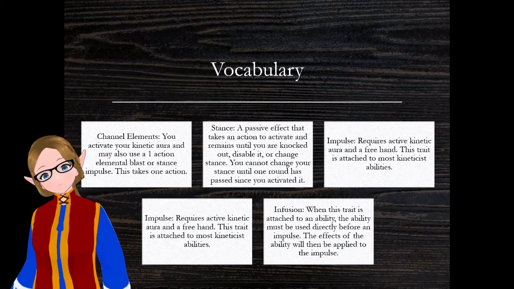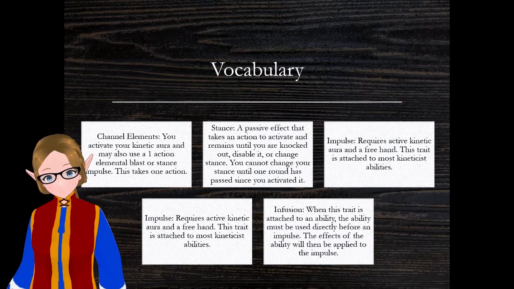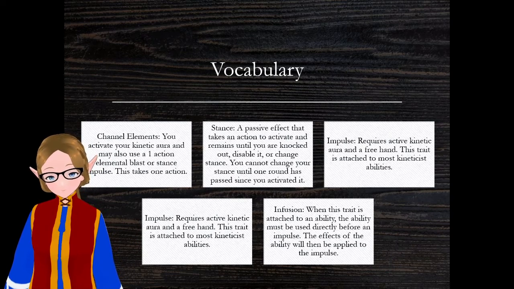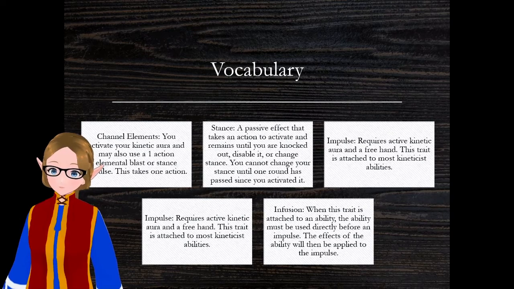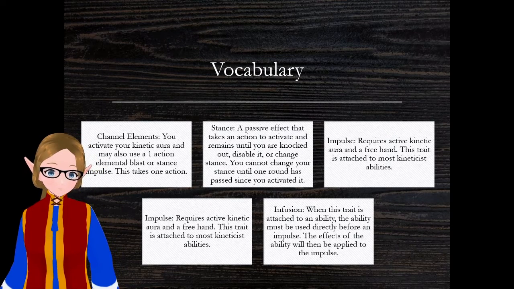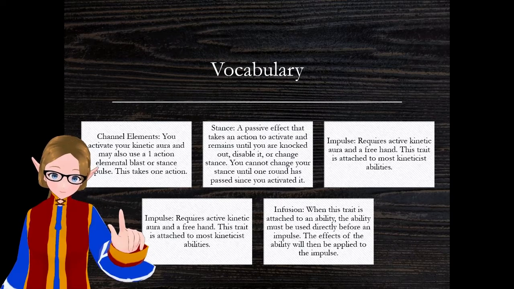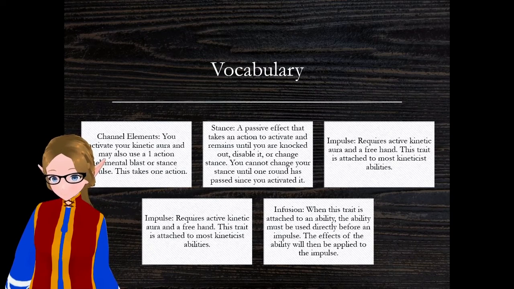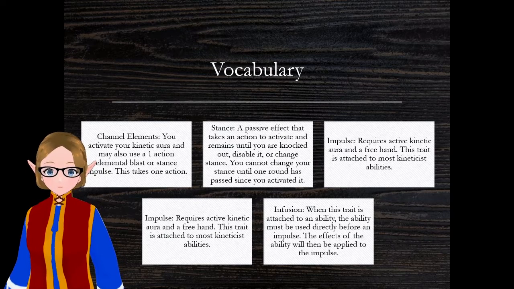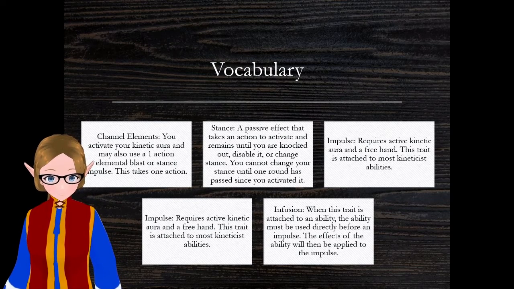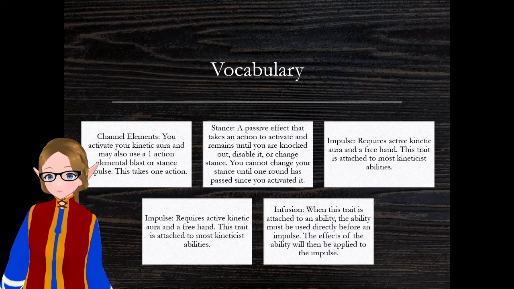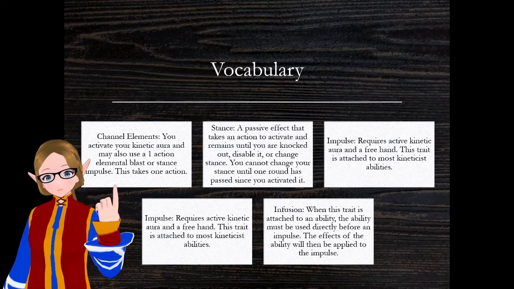So the basic vocabulary for the Kineticist is you need to know what kinetic aura is. It's essentially an area around you, a 10-foot emanation, which has your element around you. It circles around you, and it can affect the area by you. So to activate your kinetic aura, you must use channel elements. Channel elements is a one-action ability, and you may also use a one-action elemental blast or a stance impulse.